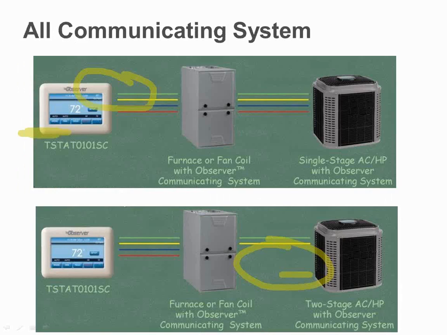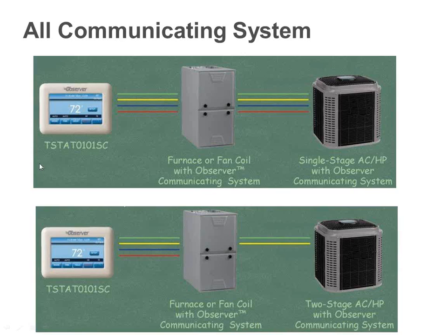All right, there's different ways you can wire this up. The first way would be what I'm going to call an all-communicating system. That means the indoor unit, which is a furnace or a fan coil, and the outdoor unit, which is an AC or a heat pump, are all communicating type systems. So they have a circuit board in them with those four-wire cable connections. In those cases, like I said earlier, you'll run four wires from the stat to the furnace, and those same four wires will then daisy chain out to the outdoor unit.